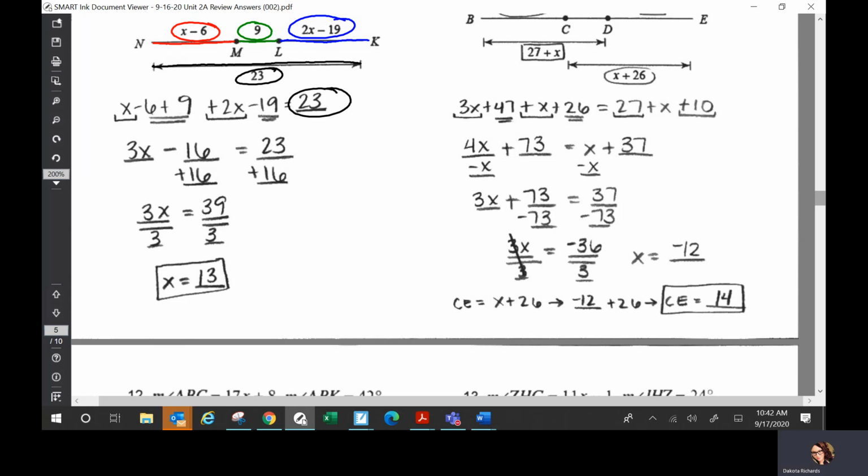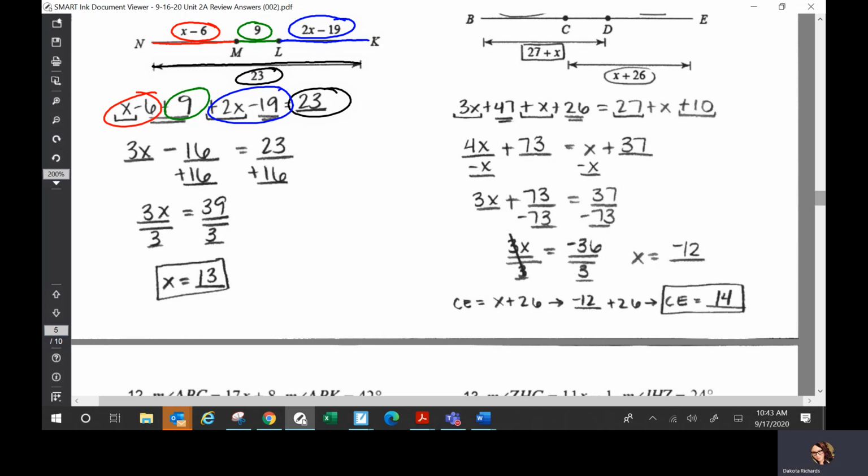Okay. So those 3 added together, x minus 6 plus 9 plus 2x minus 19, equal the whole thing, which is 23. You solve for x. You get x is 13.